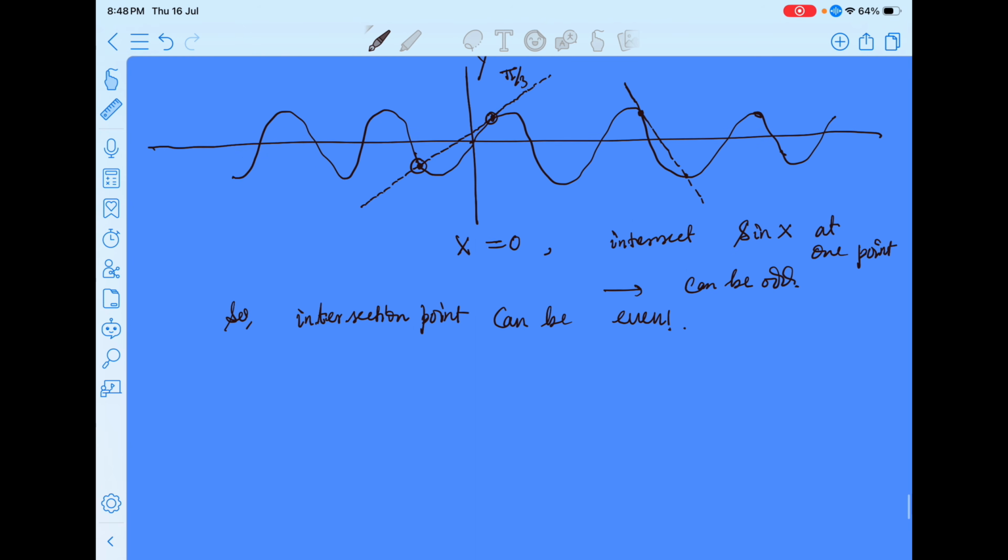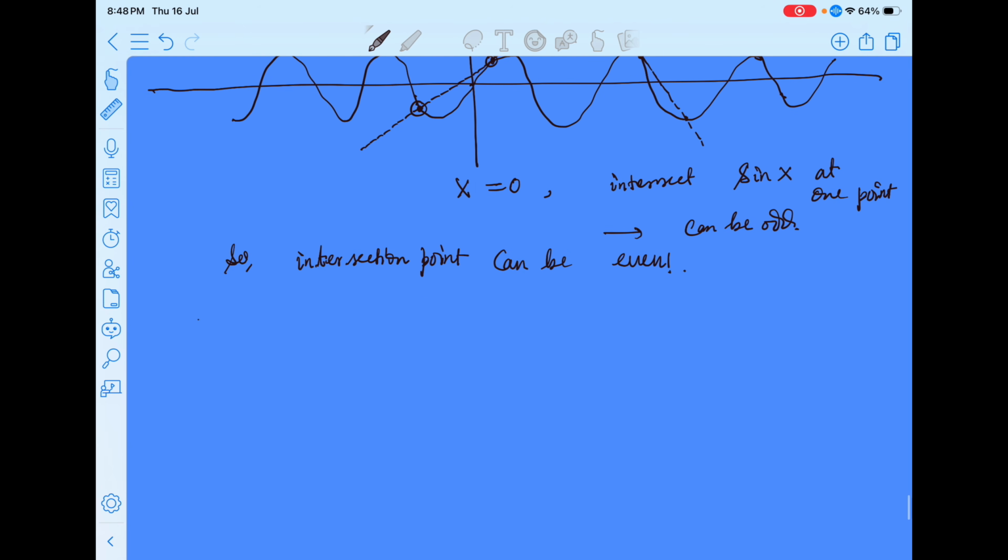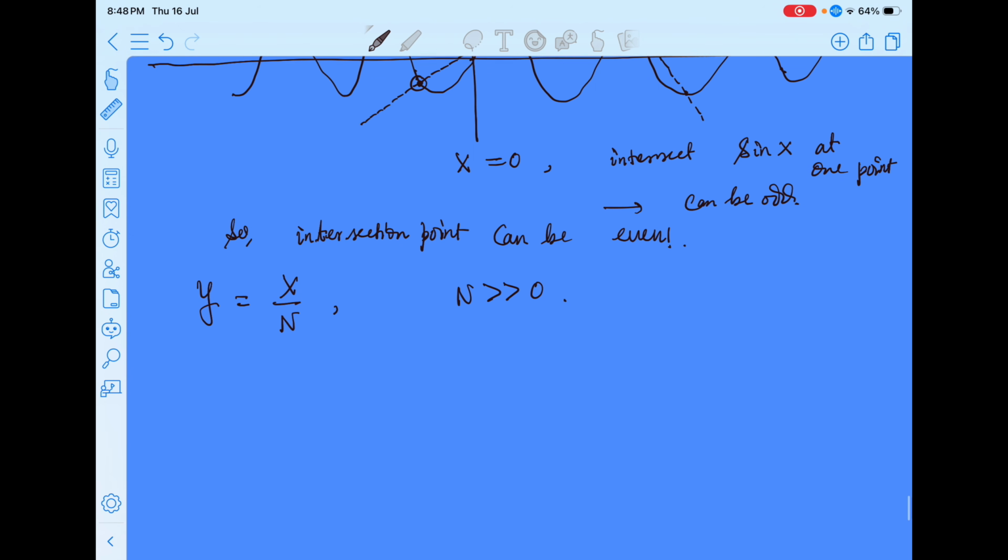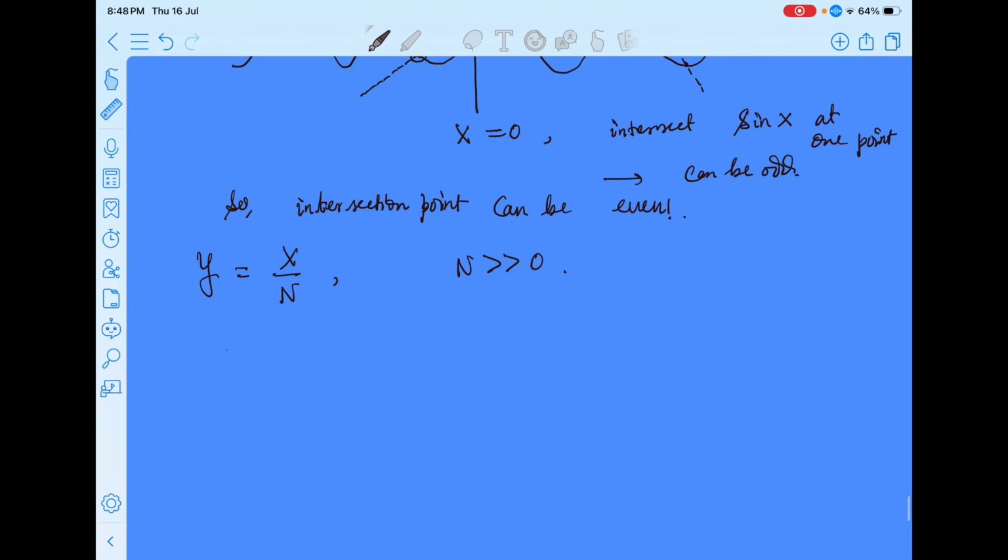But the point is, they are saying the number of intersection points has to be less than or equal to 10. So this is certainly not true, because if you choose y equal to x by n with n sufficiently large, then we have to look at the function f of x equal to sin x minus x by n.